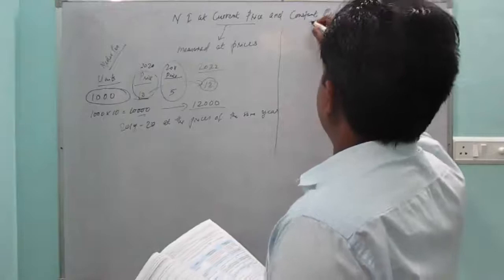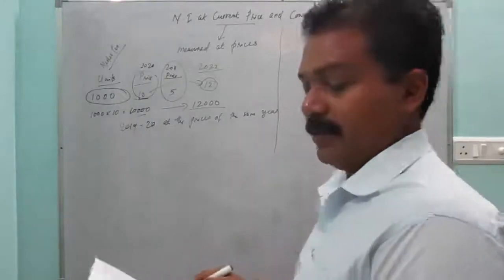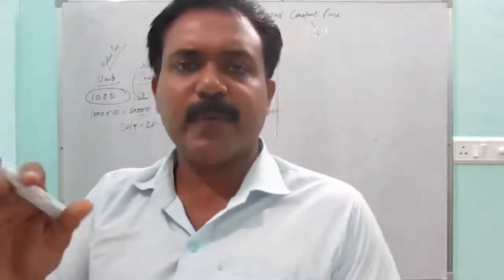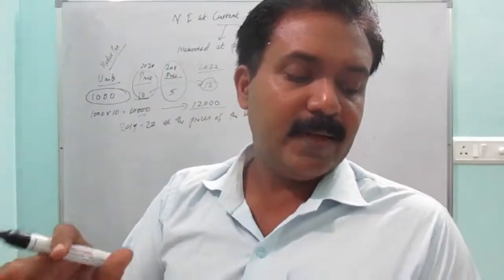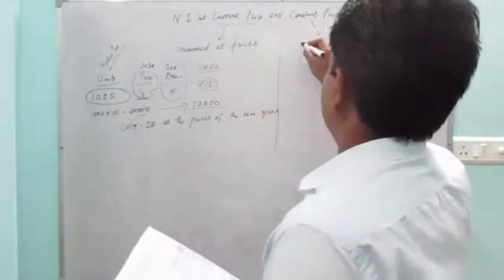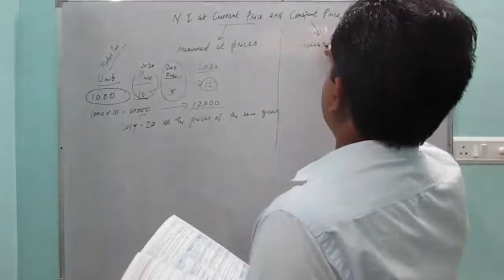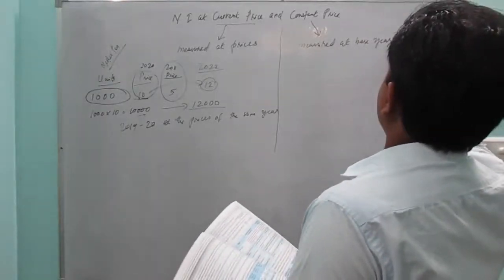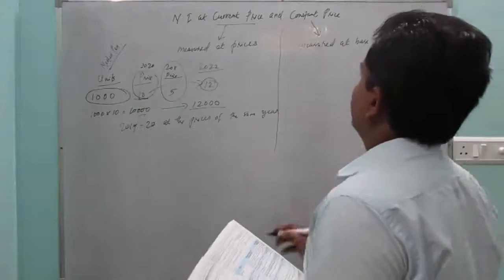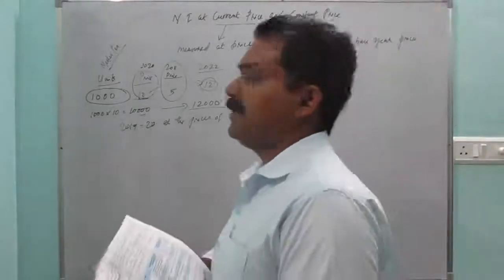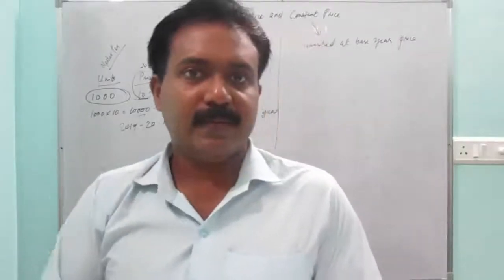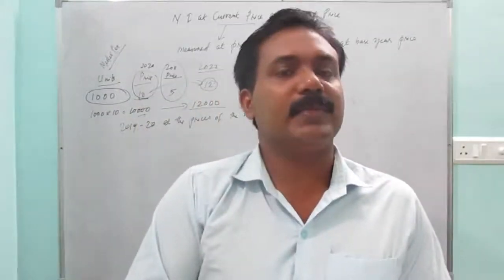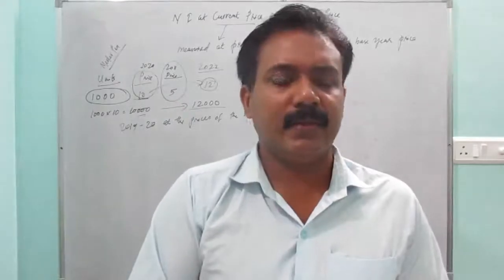National income at a constant price is the money value of all goods and services produced by normal residents of a country in a year, measured at a base year price. Here measurement takes place at a base year price. There will be a base year, and basing on that, measurement will go on for years.